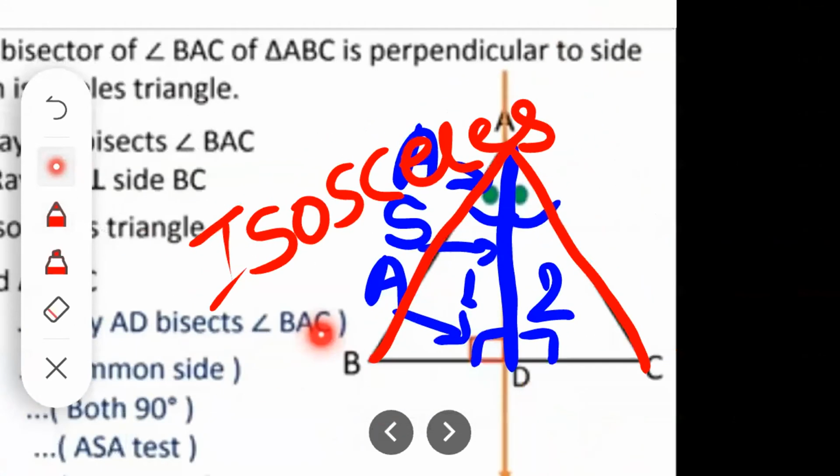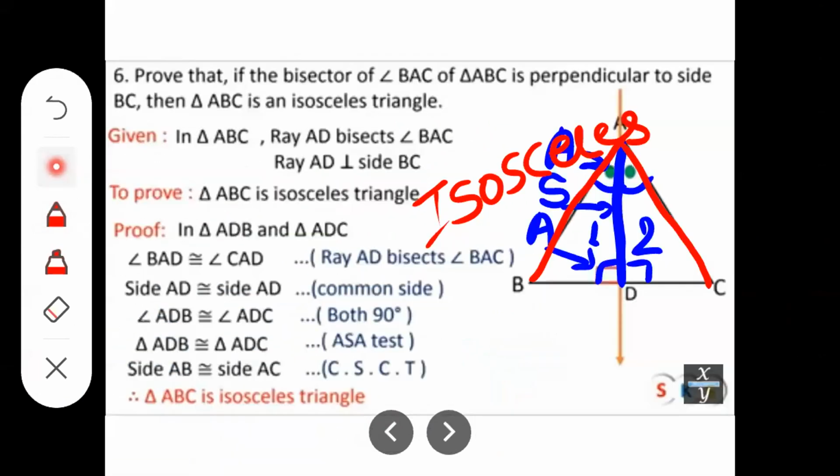See. What do we have to take here? First, the step will be two triangles here. Which are the two triangles? The smaller triangles, that is triangle ADB. See, A is here, ADB, and another one will be ADC, right?